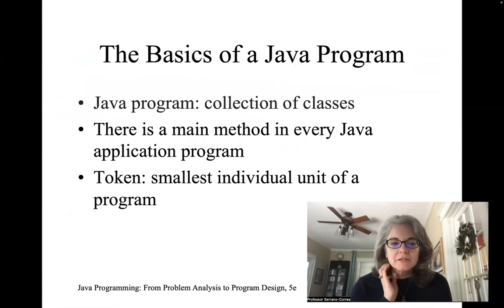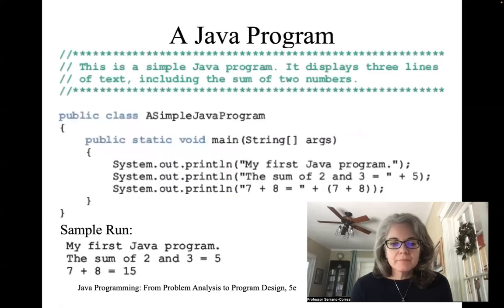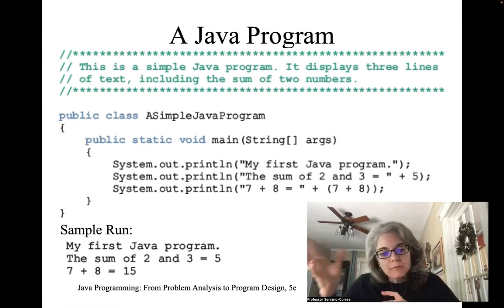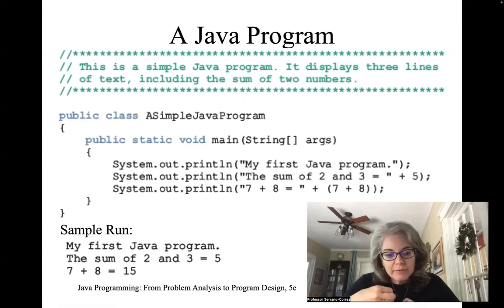So a Java program is a collection of classes. Here we have one class that we created. It's called a simple Java program, but there are also classes that we use that are included as part of a library, and one of those is called the String class, which, as I said earlier, will be in a different video. So we can have one or multiple classes that we create, and we can have classes that were already created by somebody else that we get to use.